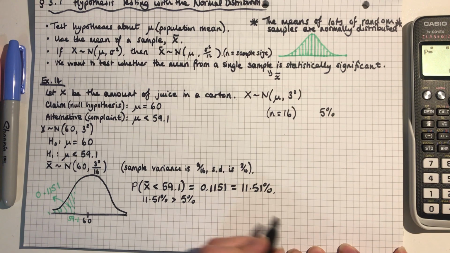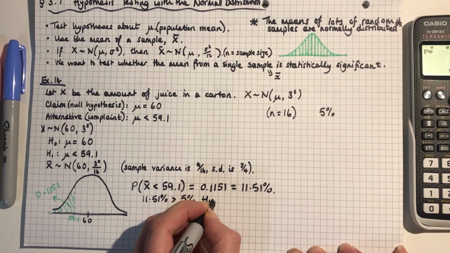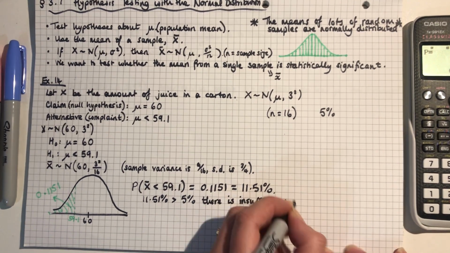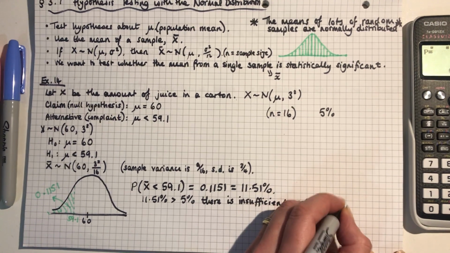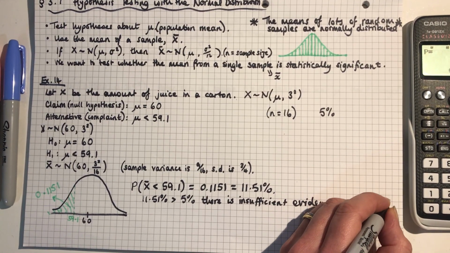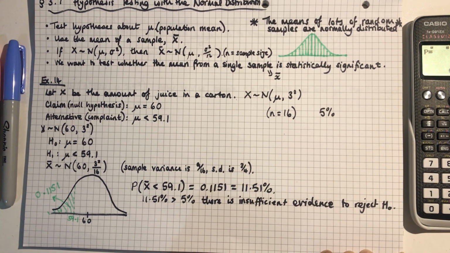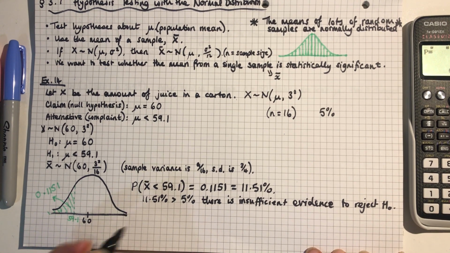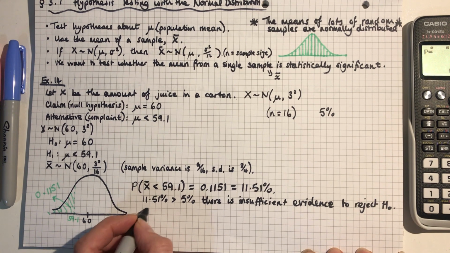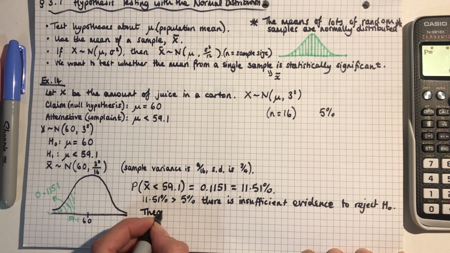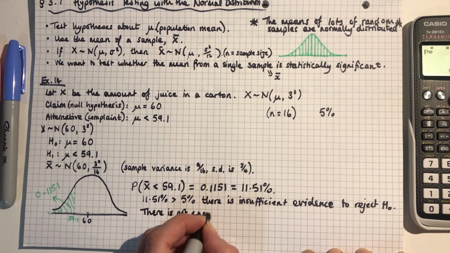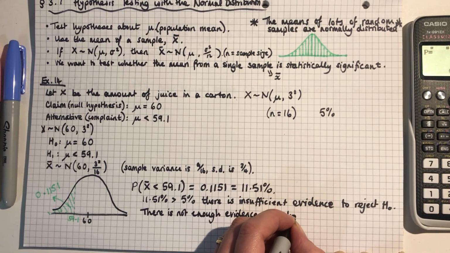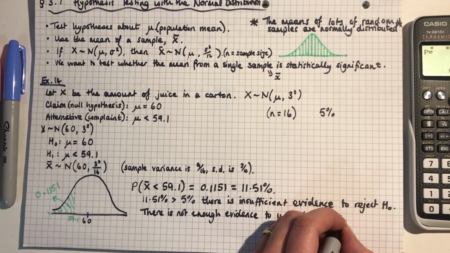So we now need to say 2 things. We say there is insufficient evidence to reject H0, our null hypothesis, but now we must write a sentence in the context of the question. The context of the question was, can we uphold this complaint? So we say there is not enough evidence to uphold the complaint.